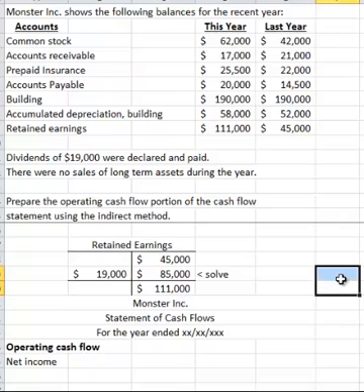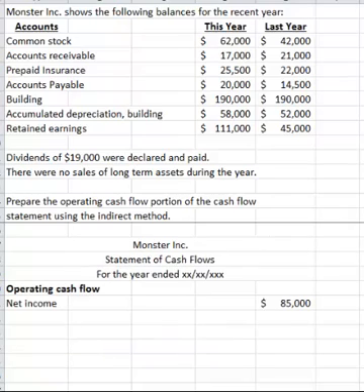And once you've done the math, I've gotten 85,000 here, but once you've done the math you can prove it, which is really nice, by taking 45,000 plus whatever you computed less 19,000 and make sure that it does equal the 111,000. Okay, so net income is 85,000, so let's put that back in here. Alright, now we're ready for the next item.